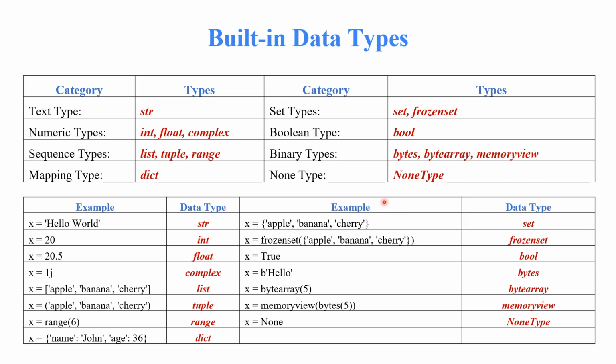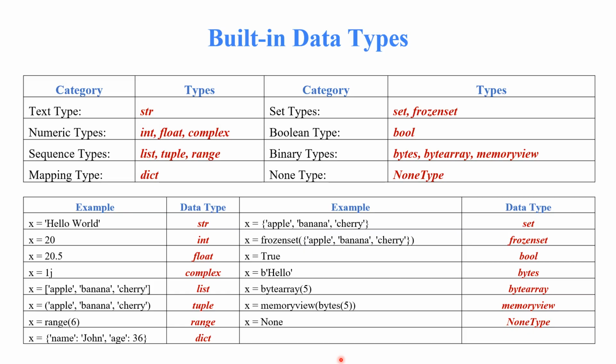So let us take simple examples of variables, how to assign values to a variable, and what kind of data type is associated with the variable. I have listed a few examples here for the same variable. Let us take, for example, x is equal to "Hello World". From the text type str, we know that strings are always enclosed within quotes. This is a string data type.